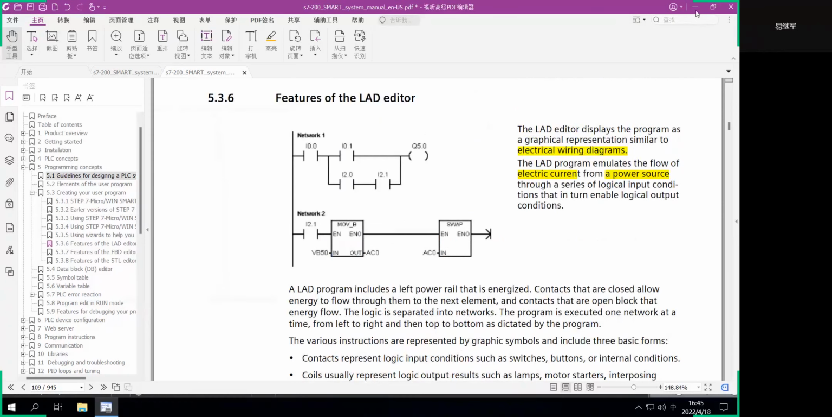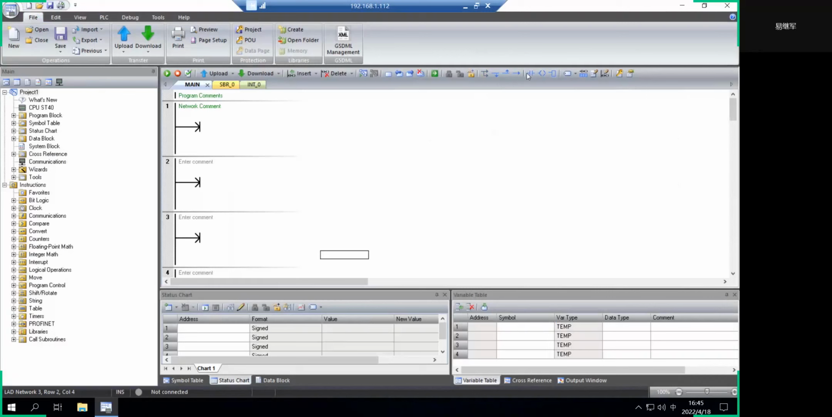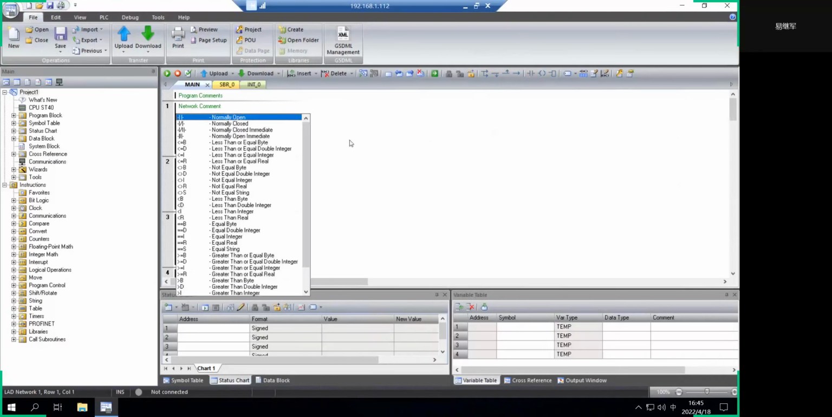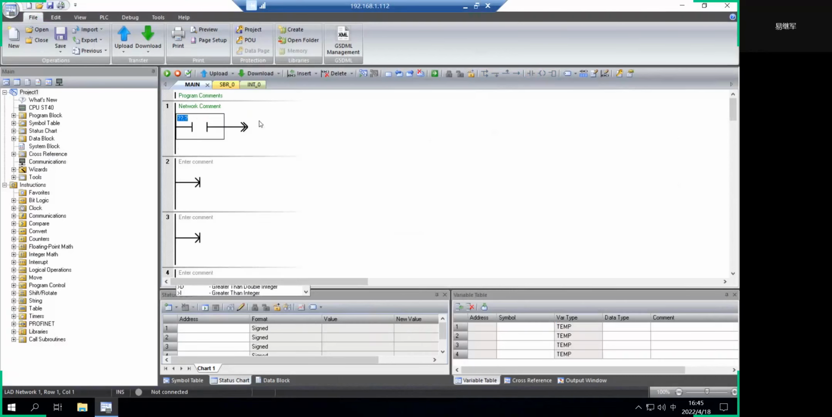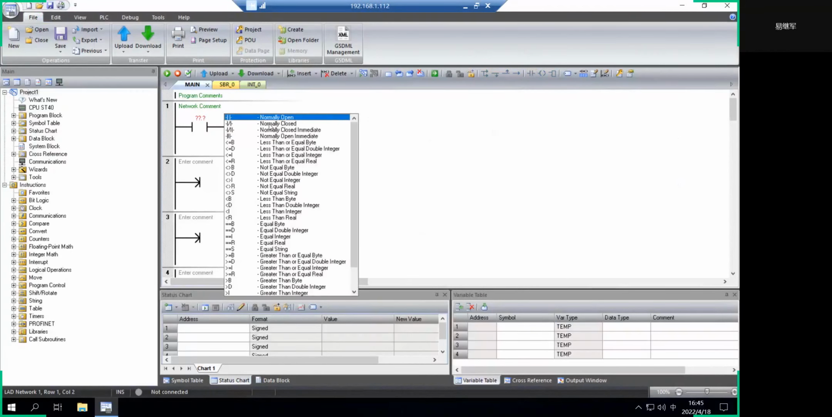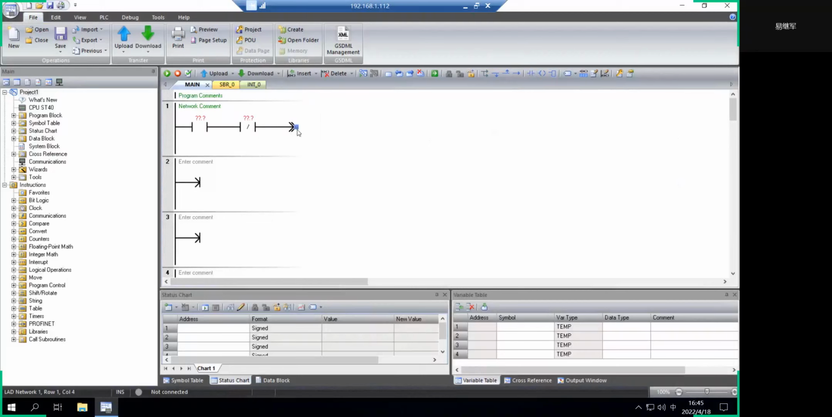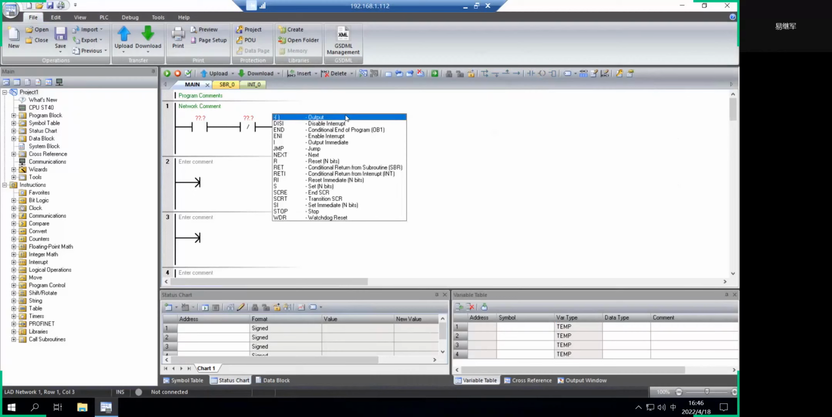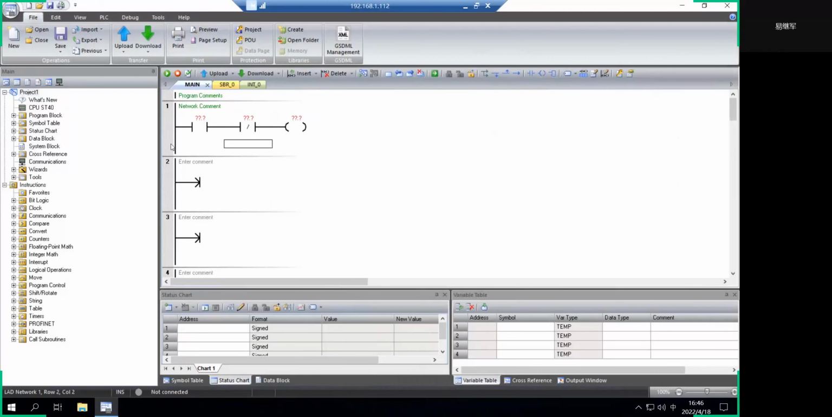I'll give you an example. This is a normally open contact, and a normally closed contact. Then we give you an output. This is a coil. The output we call the coil, just like we use in electrical circuits. This is an output coil. You need to give the address for this example.